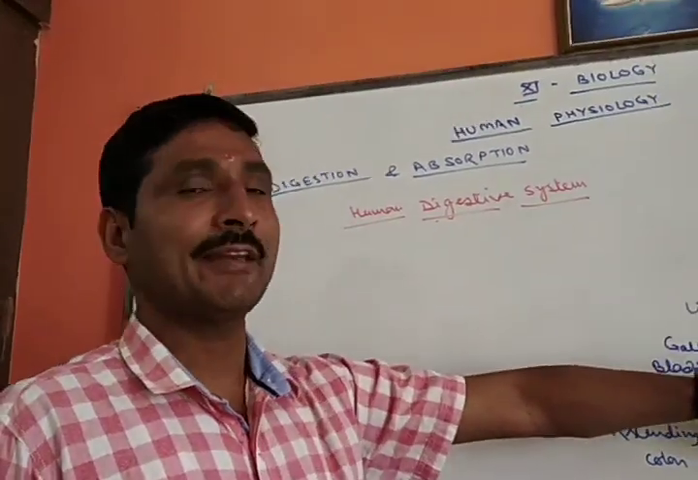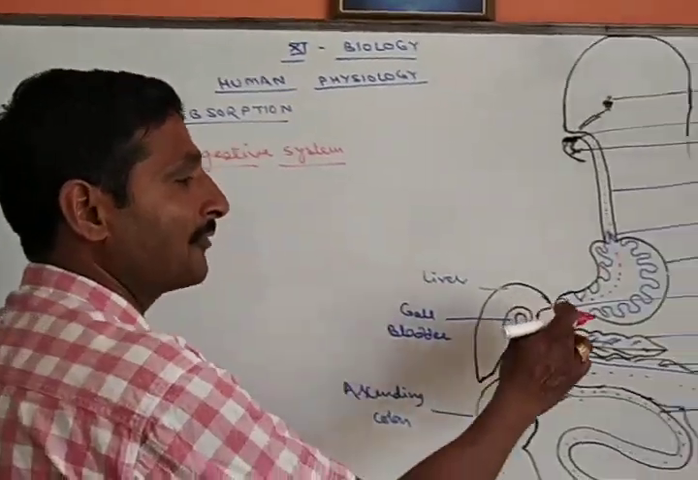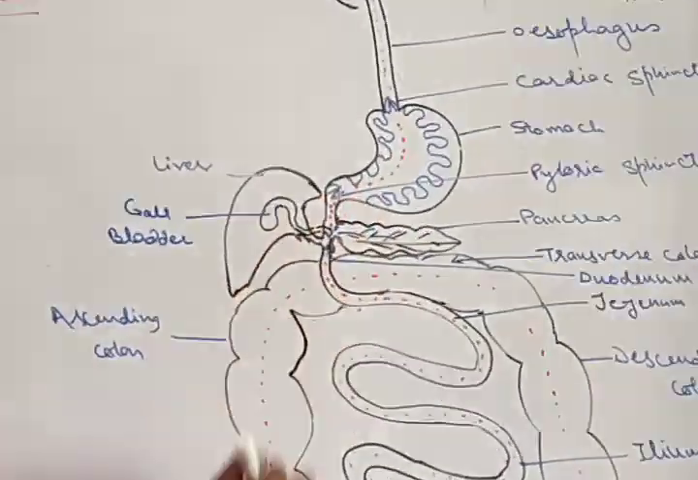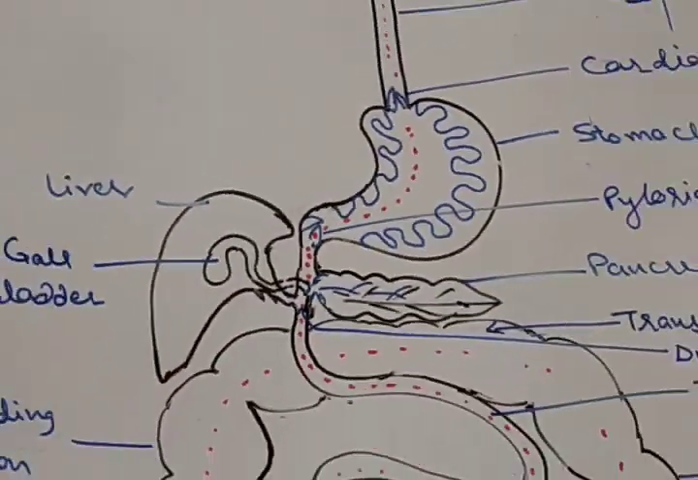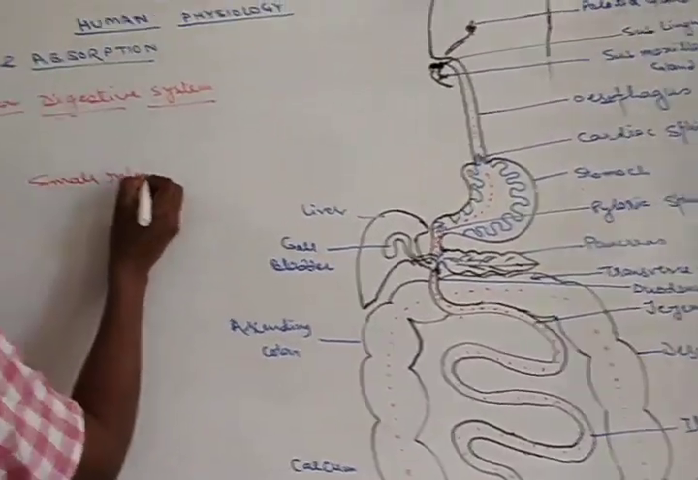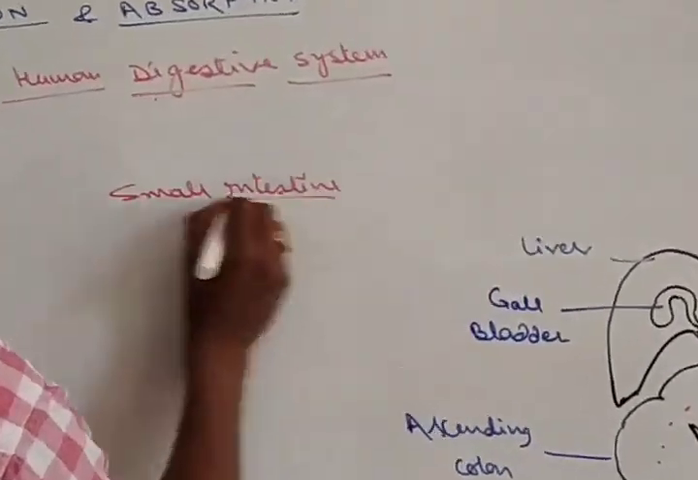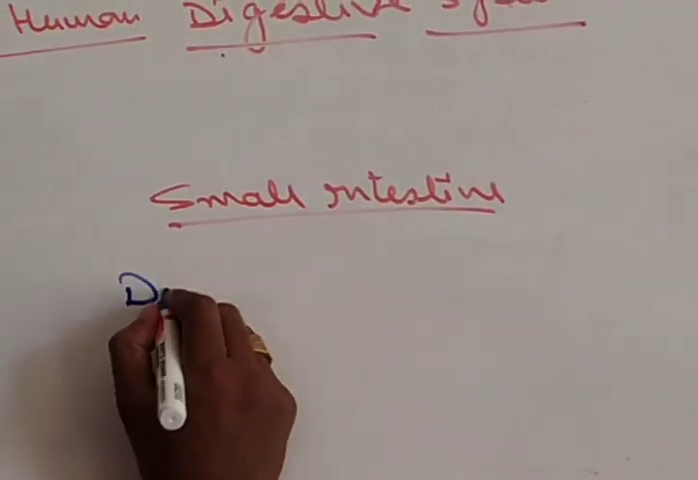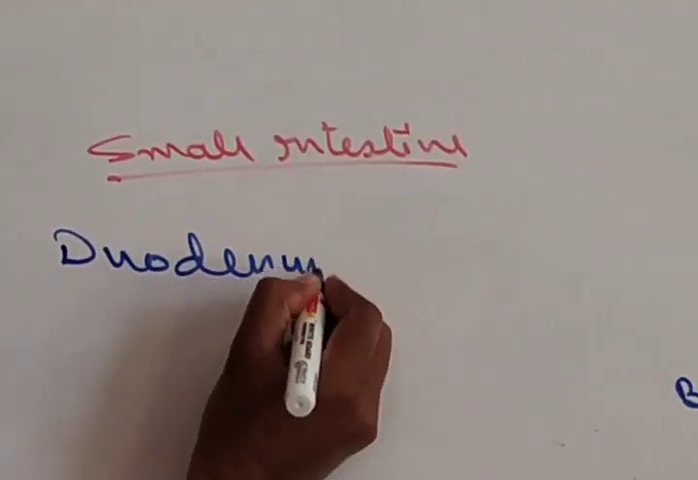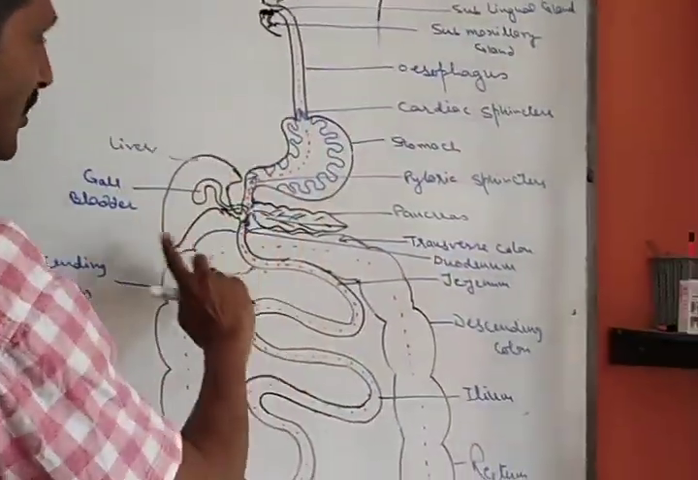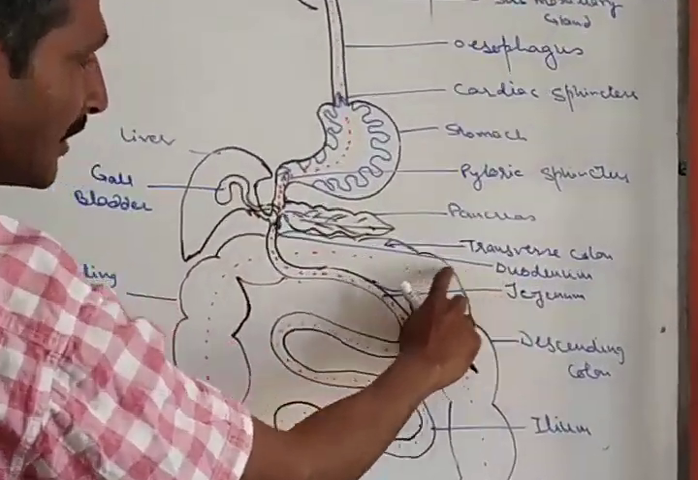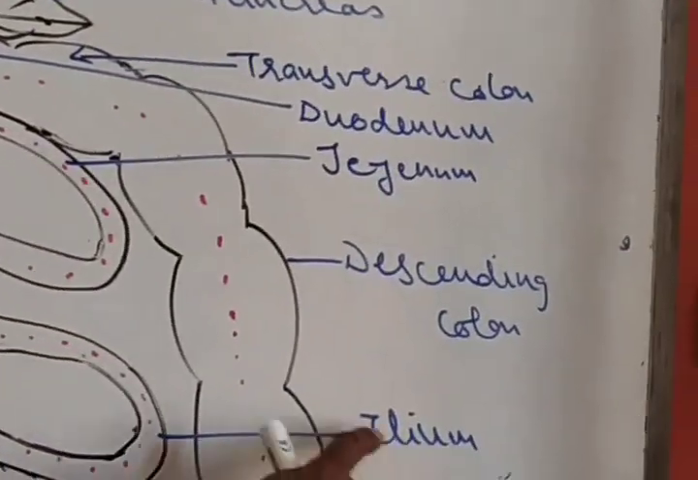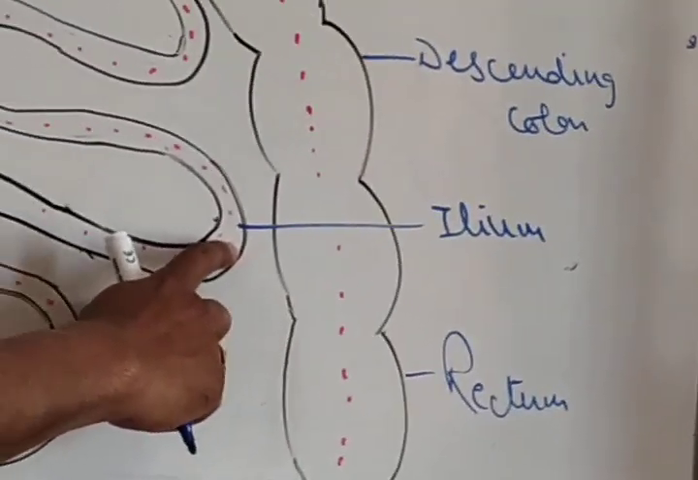Continue with human alimentary canal further. After stomach, food enters into a structure called as small intestine. Small intestine has three parts of it. The first part is called as duodenum, that you can see here. The second part is called as jejunum, and the final third part is called as ileum.